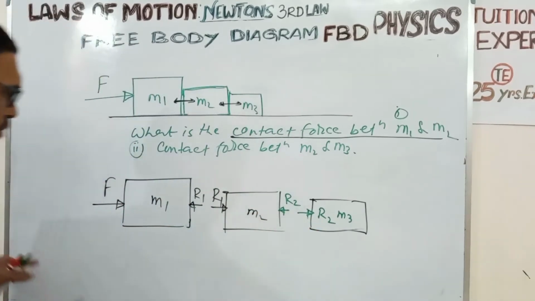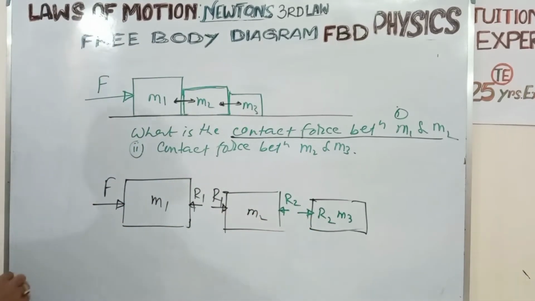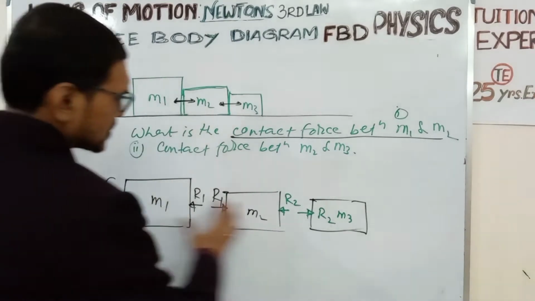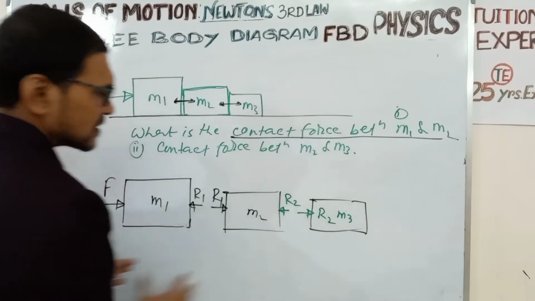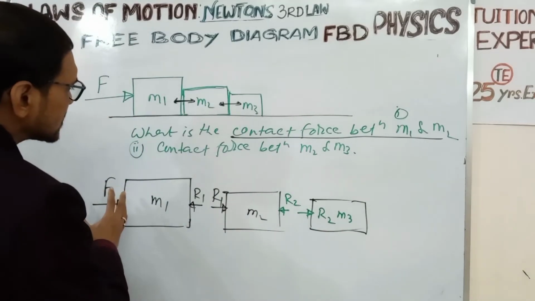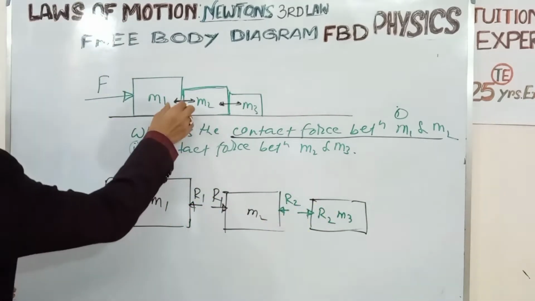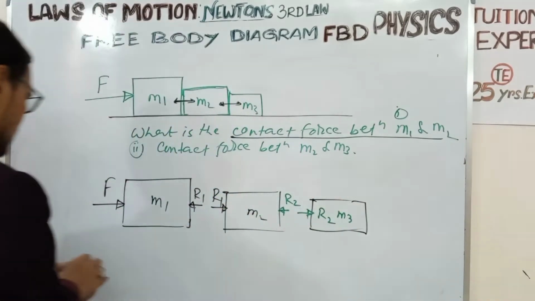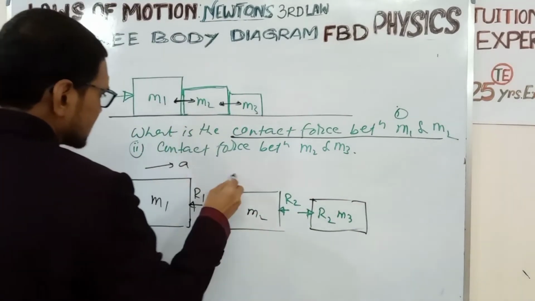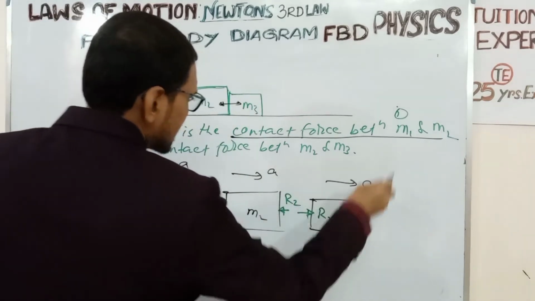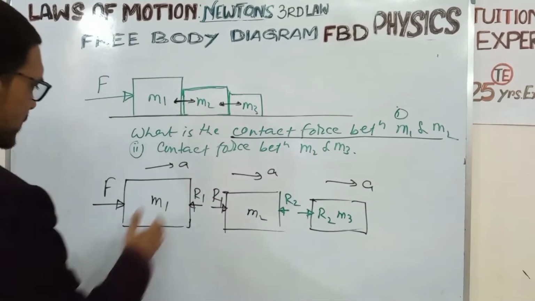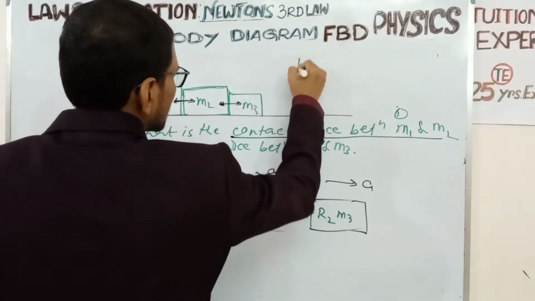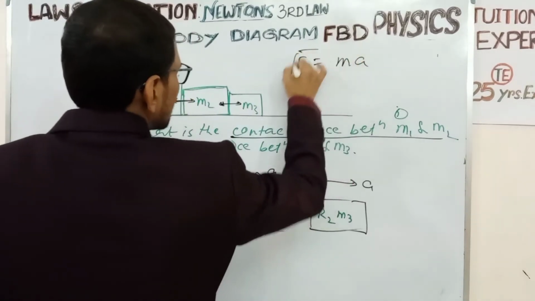So here in this way you draw the figure. Now the whole three bodies move with the same acceleration, because they are in contact with each other. Now what is the equation of motion? Equation of motion is that force equals ma, Newton's second law.